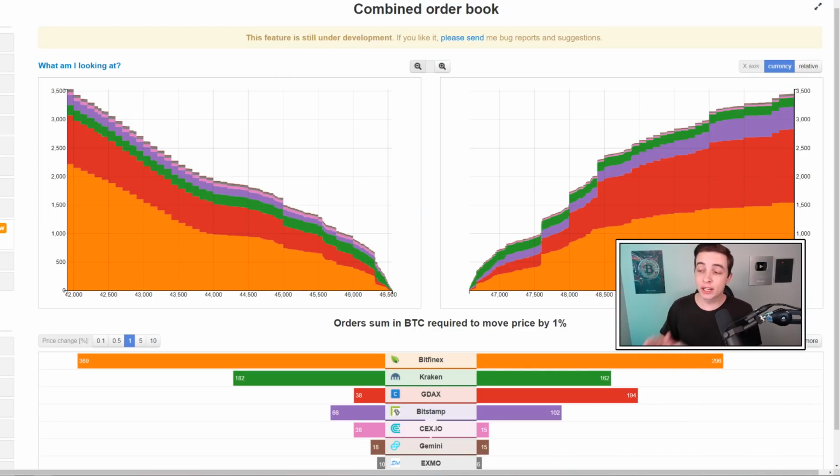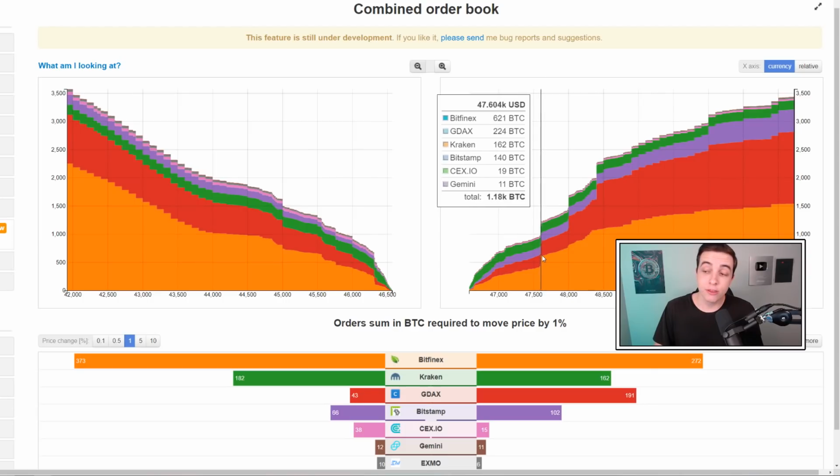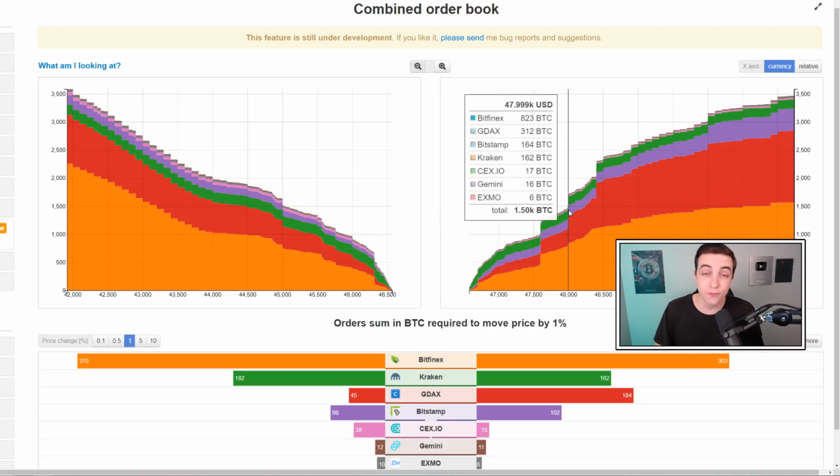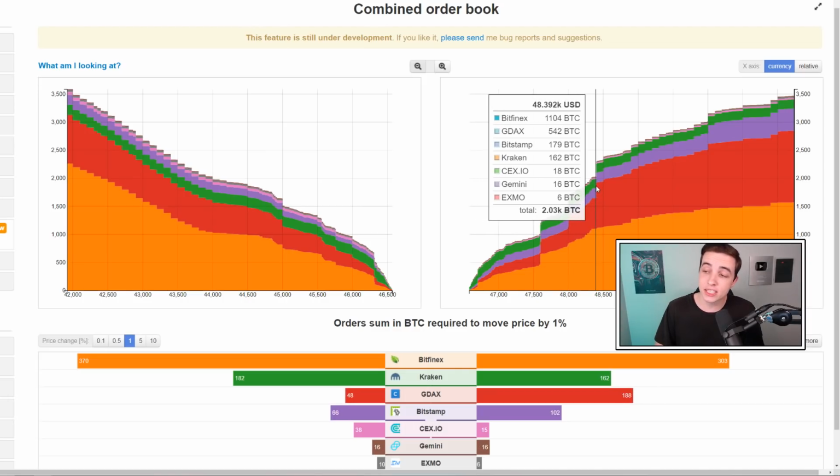And just taking a quick look at the Bitcoin order books across all of these exchanges, and what we're seeing right now, first of all, in the sell orders is 3 separate sell walls. First of all, coming in at around 47.6k, and then one coming in at around 48,000, and then another sell wall coming in at around 48.4k.